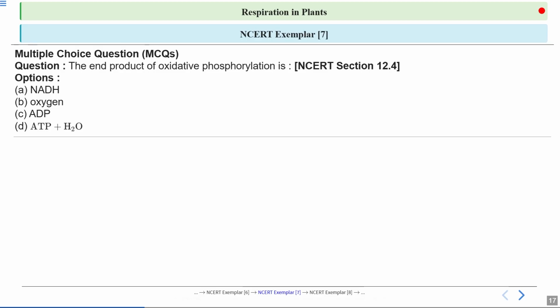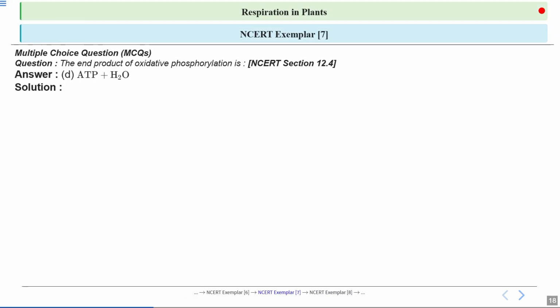Let's see the next question. The end product of oxidative phosphorylation is: option A, NADH, option B, oxygen, option C, ADP, or option D, ATP plus water, that is H2O. So let's see what the end products of oxidative phosphorylation are. So the answer is option D, that is ATP plus water.